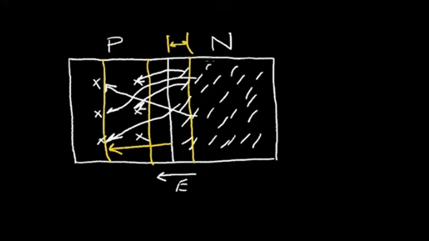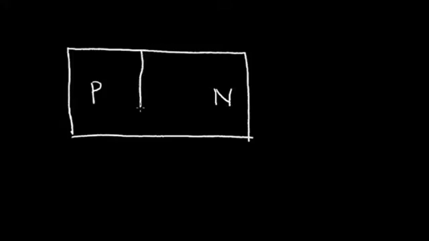So let me erase this. Let's redraw this p-n junction region. On this side I have a P material, on this side I have an N material, and at the interface between the P and N region I have a region called the depletion region that is devoid of carriers. So this is the depletion region. You can think of this depletion region as being an insulator.